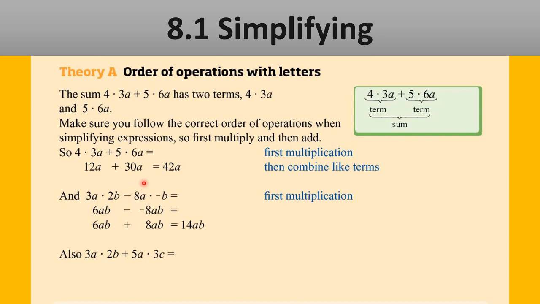So it depends which way you're going to take a look at that minus sign. You should always find 6ab plus 8ab. Like terms, ab and ab, so I can add them up. It gives me 14ab. Here, there is one thing that's different, right? Can you see what's different in this question?